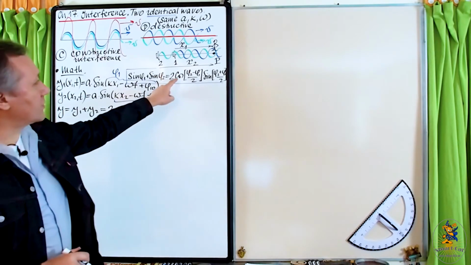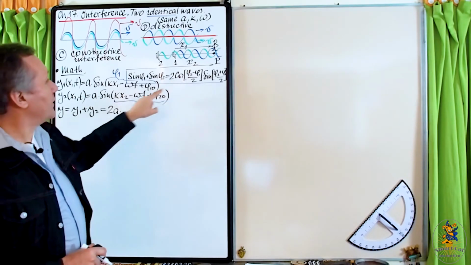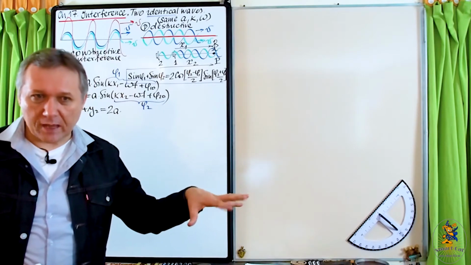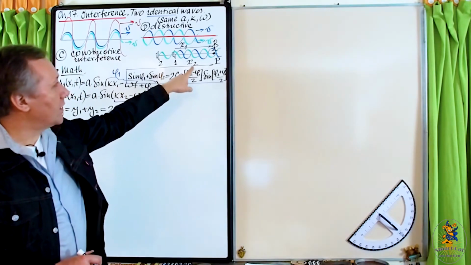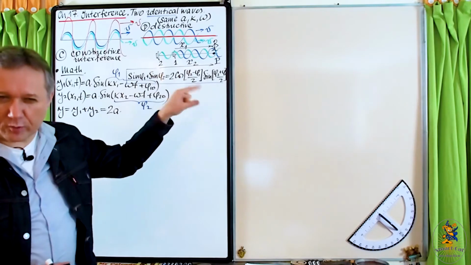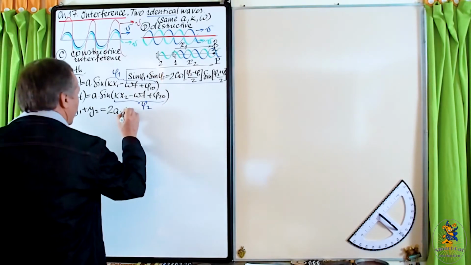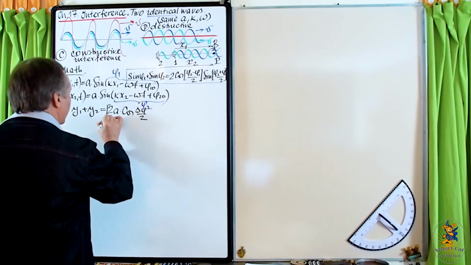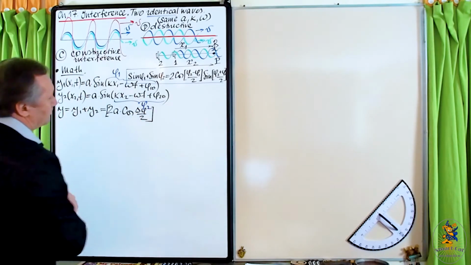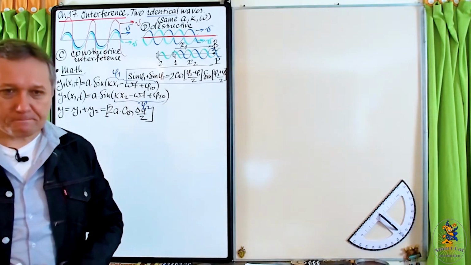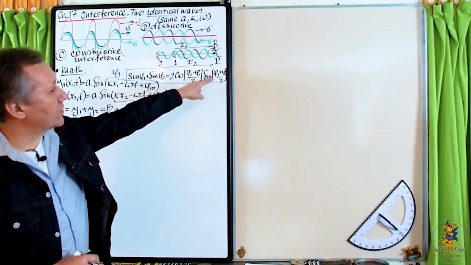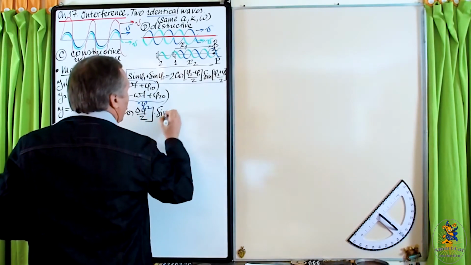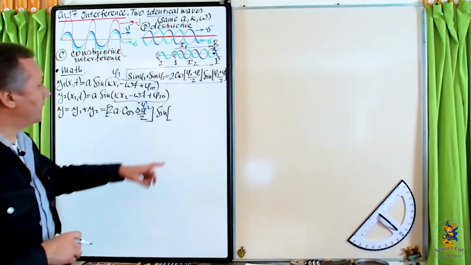Then this cosine of phi 2 minus phi 1. Let me just introduce delta phi. I'm not going to dive into this delta phi for now, I'm going to do it in a few minutes. So let me write it as cosine delta phi over 2, and put it in a bracket. And now this sine function: sine, and open the bracket, phi 2 plus phi 1.